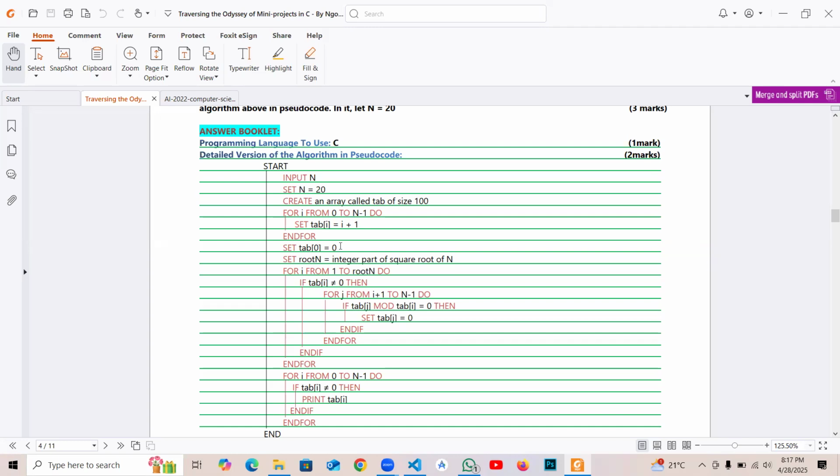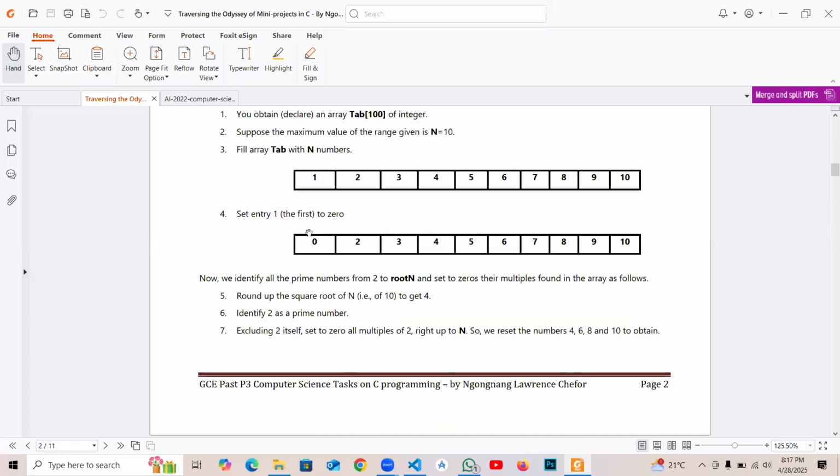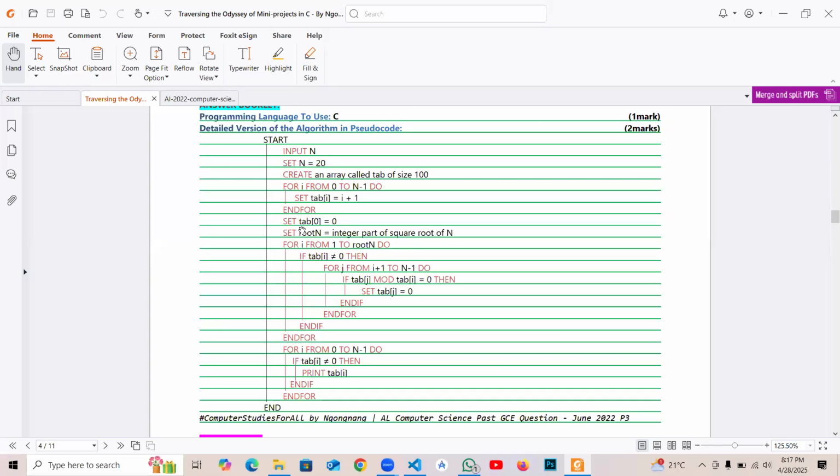Yes, sir. Okay. So we also said, which means we assign the first index, which is 0, array of 0 to be equal to 0. This is this one now. We are here. Set entry 1, the first to 0. The algorithm is here. Set the root n to be equal to integer part of the square root of n, already explained. Now for I from 1 to root n, we are now starting from 1.